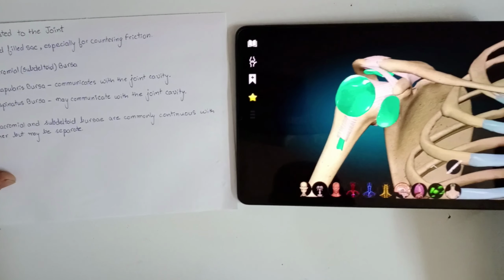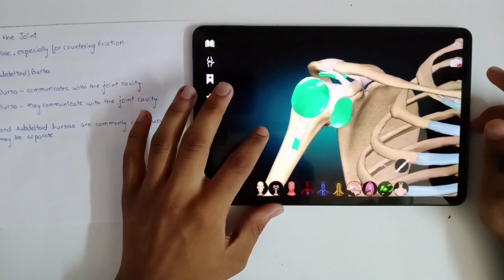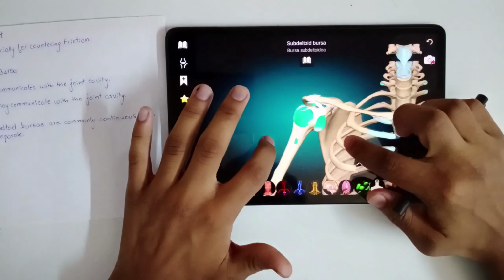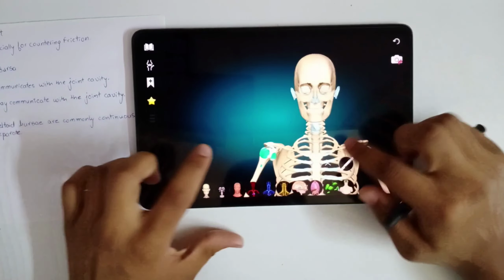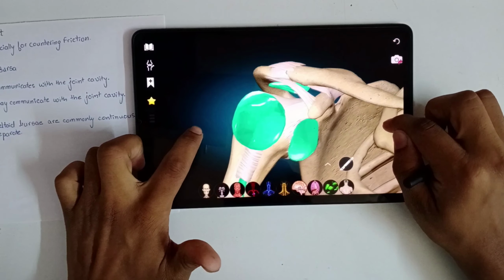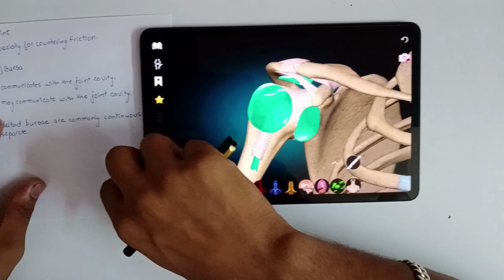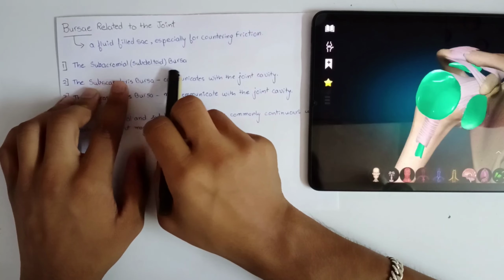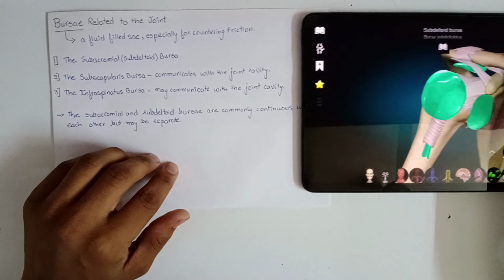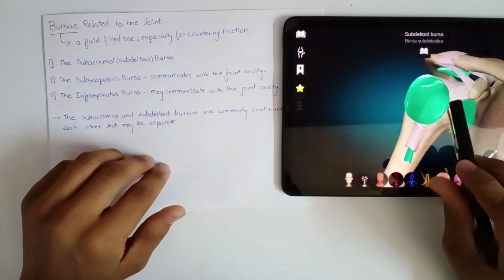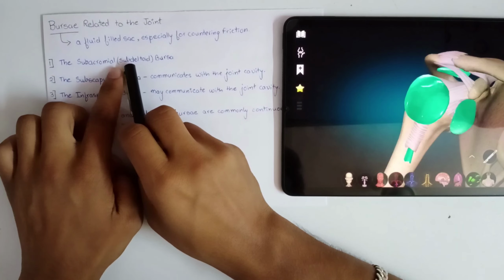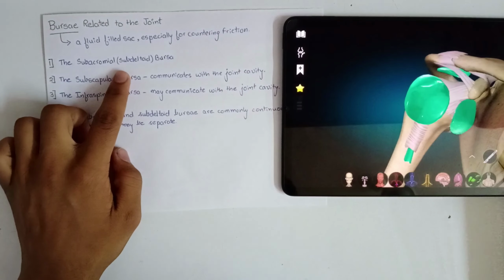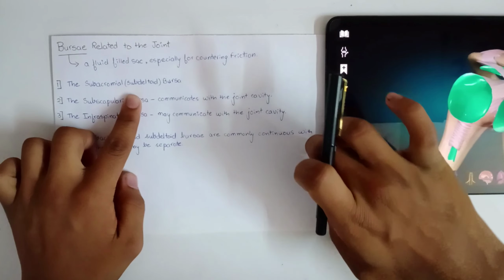I would like to show you with the help of this. These are the bursas present in the shoulder joint. Can you see? So our first one is the subacromial subdeltoid bursa. This is our subdeltoid bursa. As the name suggests, sub means beneath and deltoid means deltoid muscle. This is present beneath the deltoid muscle, hence named subdeltoid bursa.